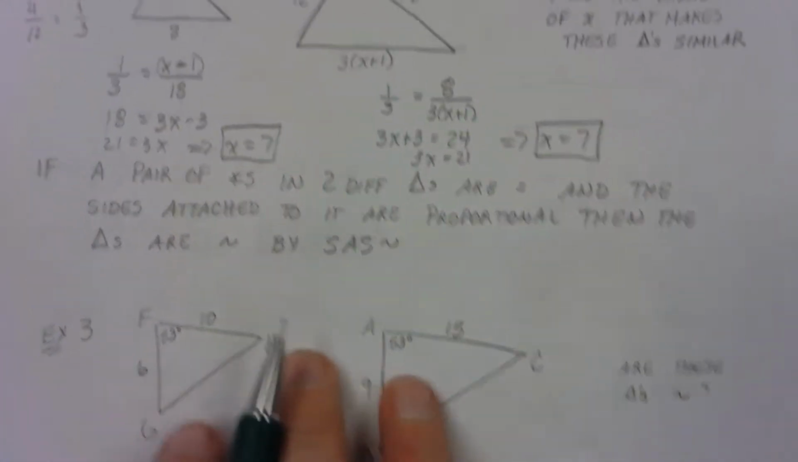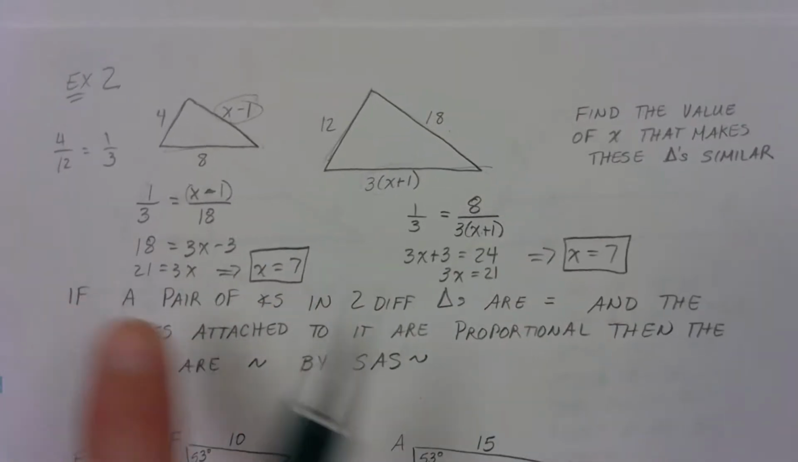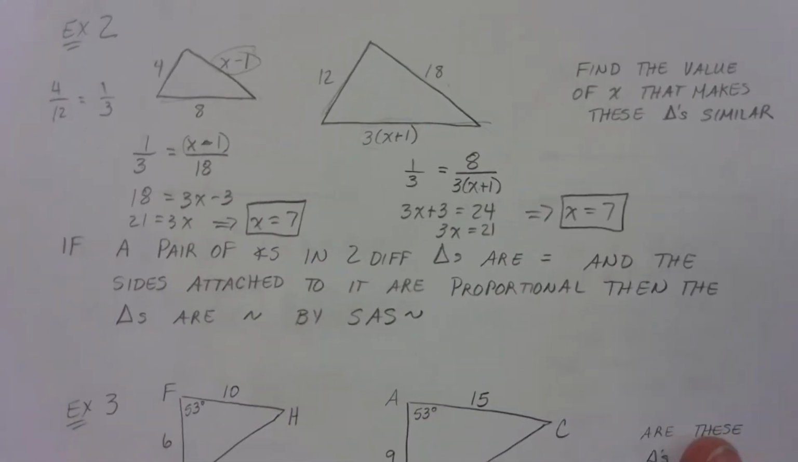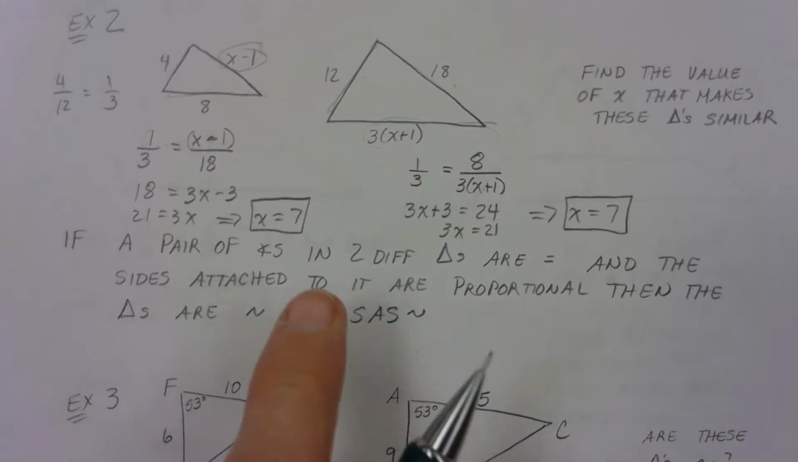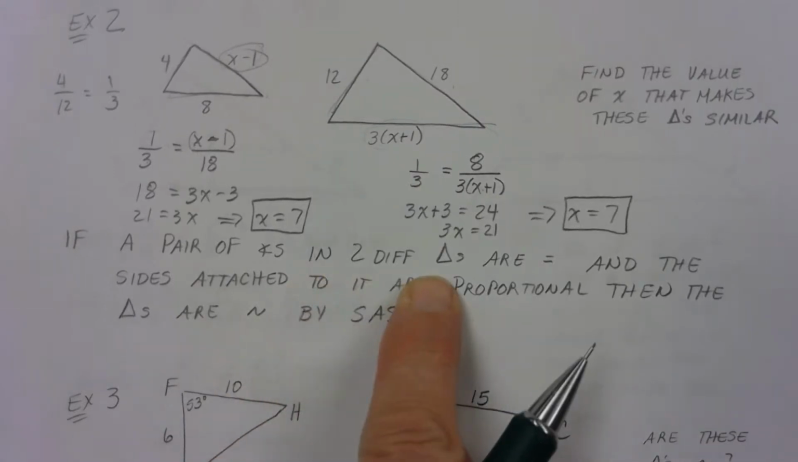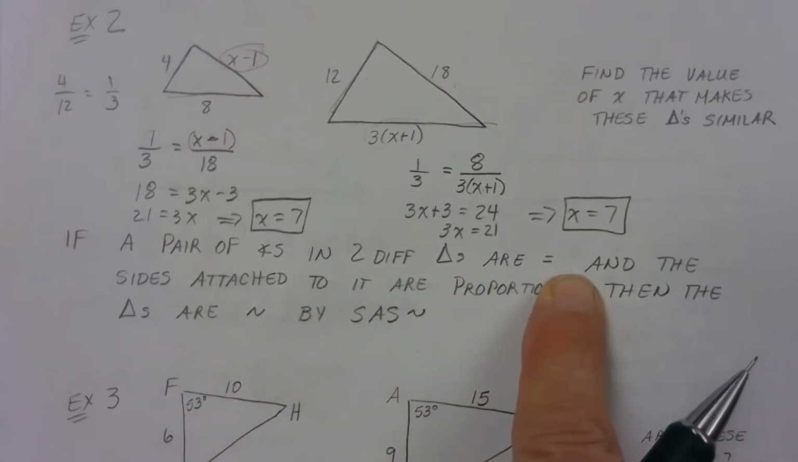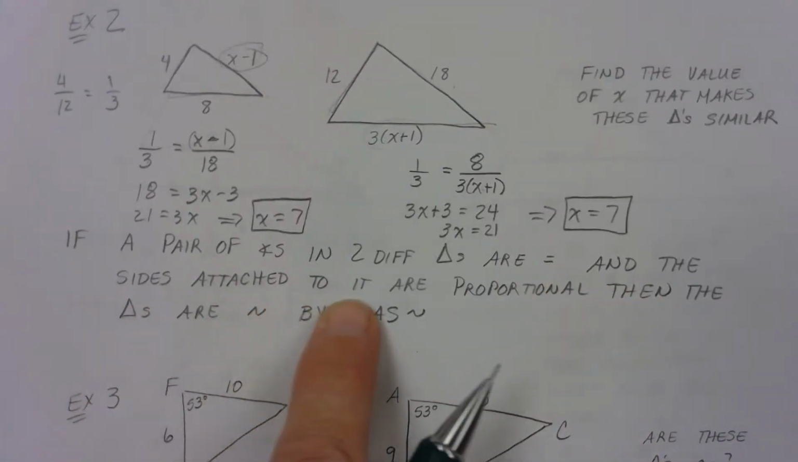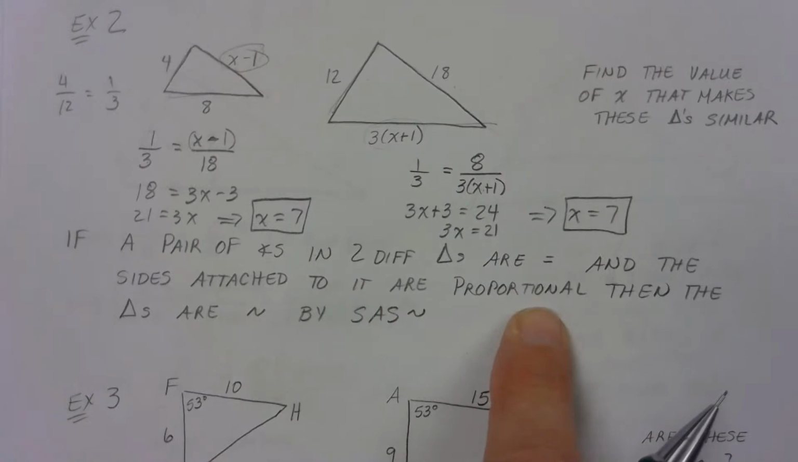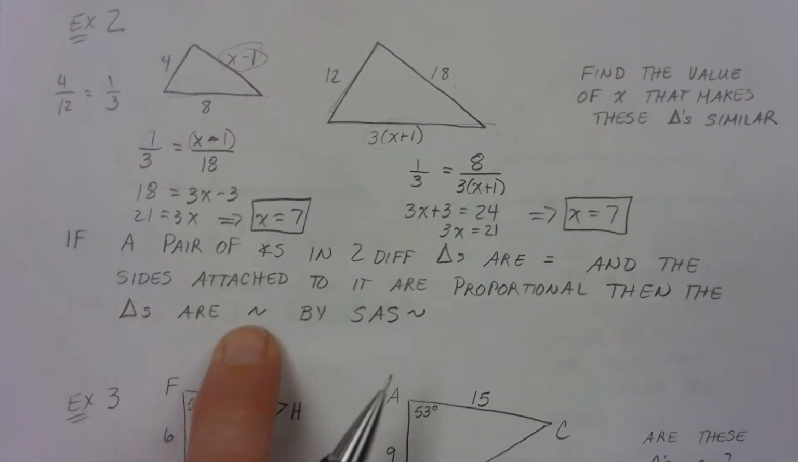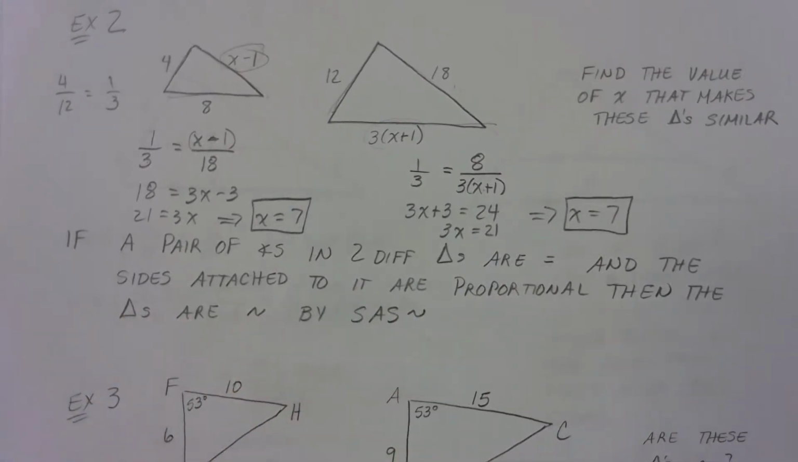Okay, next statement right here. And I know I crammed it all together here, but starting right here with if. Okay? If a pair of angles in two different triangles are equal, remember the angles have to be equal when they're similar, and the sides attached to it are proportional, then the triangles are similar by side angle side similarity.